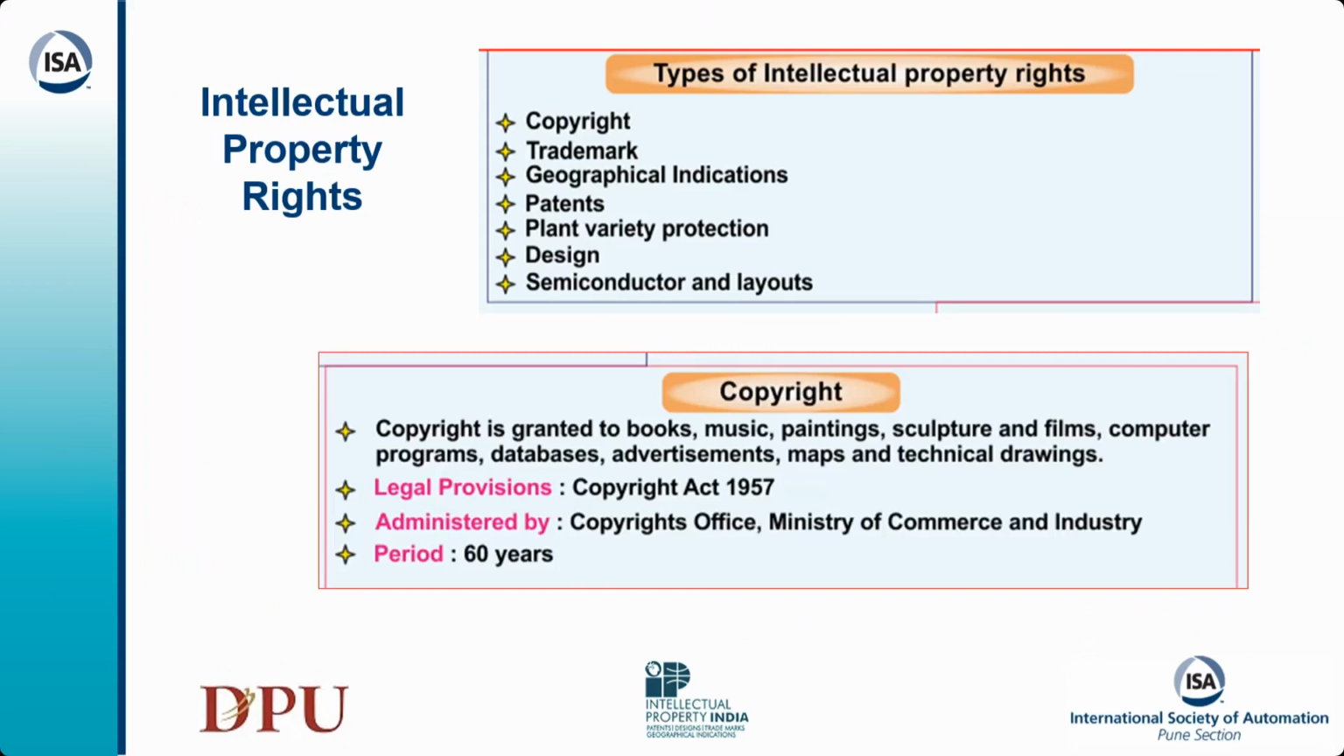When we talk about copyright, it is a grant for books, music, paintings, sculptures, films, computer programs, databases, advertisements, maps, technical drawings, etc. The legal provisions for copyright were made by the Copyright Act, which came into force in 1957, and it is administered by the Copyright Office, Ministry of Commerce and Industry, Government of India. The duration of copyright is around 60 years. The longest duration copyright offers is to literary works, music, books, etc.